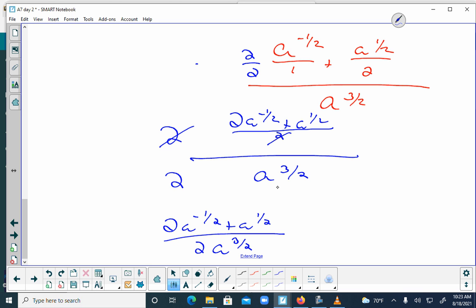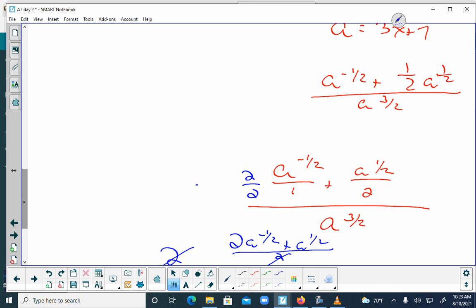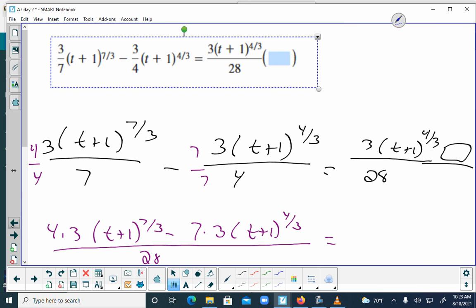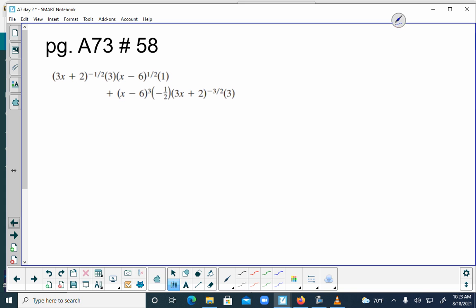But in order to get rid of that 1/2, since one of them had a fraction, the other one did not, I'm going to have to multiply. Probably the easiest thing would have been to do, at this step here, multiply by 2 over 2, and I would have gotten the same thing. Does that make sense? Yes. Now, there to go. 58.